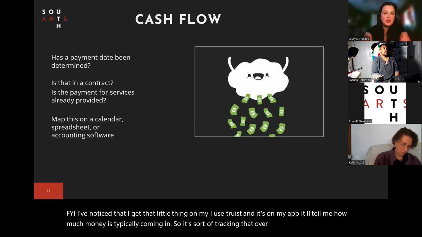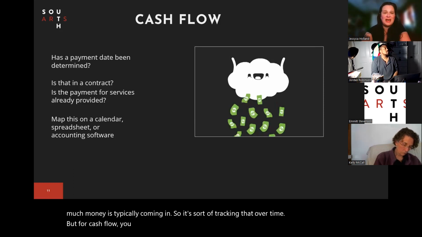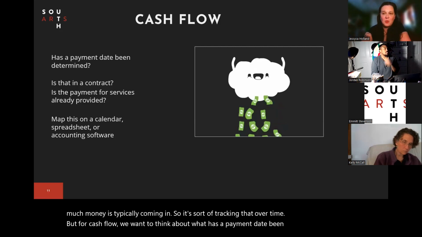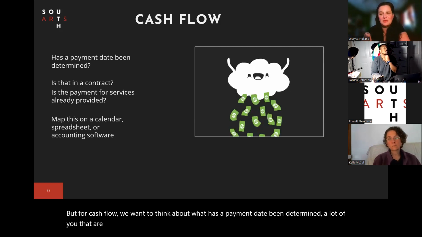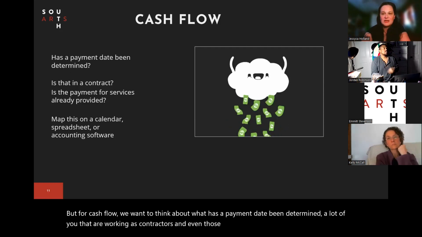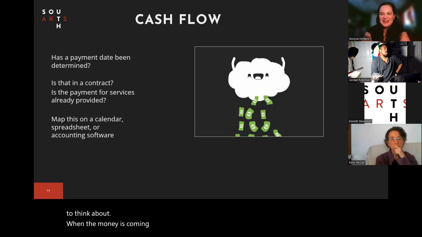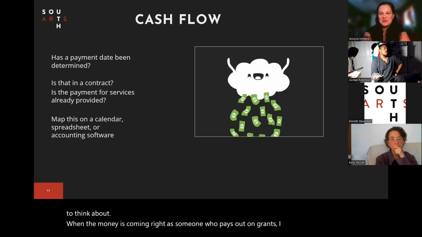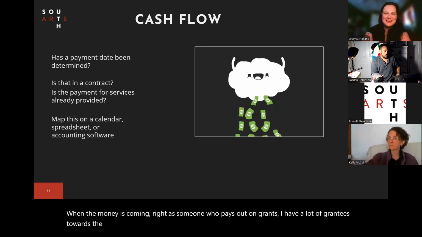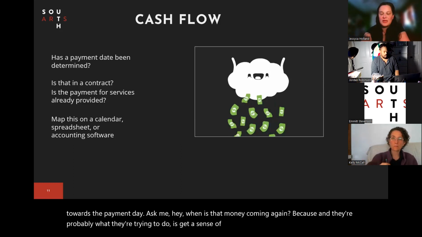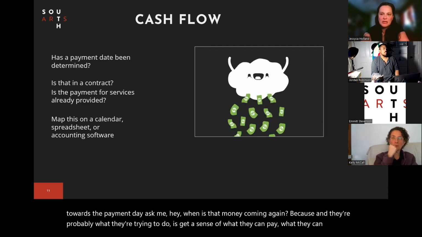But for cash flow, we want to think about, has a payment date been determined? A lot of you that are working as contractors, and even those organizations that have contracts, we want to think about when the money is coming, right? As someone who pays out on grants, I have a lot of grantees ask me, hey, when is that money coming again? Because what they're trying to do is get a sense of what they can pay, what they can invest in, what kind of programming they can do.